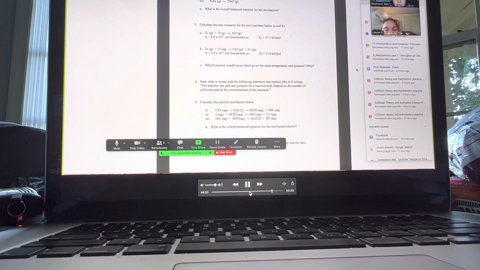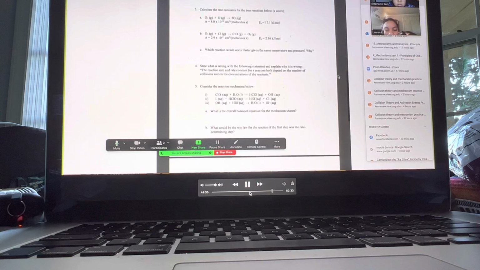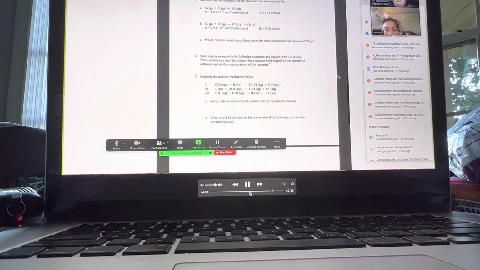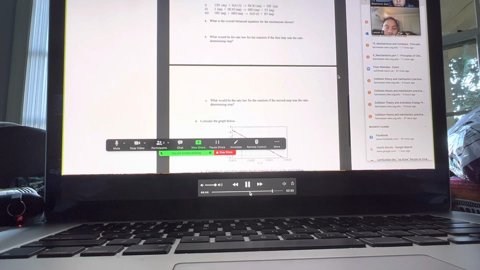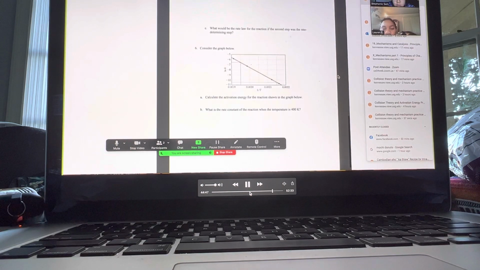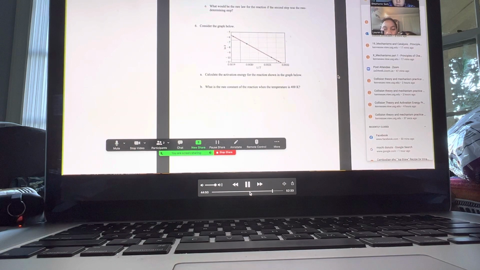Okay. I'm gonna try to do these two. So we've done 5 as well. Okay. So number 6, consider the graph below. Calculate the activation energy. So we did that already. What is the rate constant for the reaction when the temperature is 400 Kelvin? So you do 1 over 400 Kelvin, because you know that the x-axis is 1 over T. So you do 1 over 400 and see what that gives you. Okay. 0.0025.